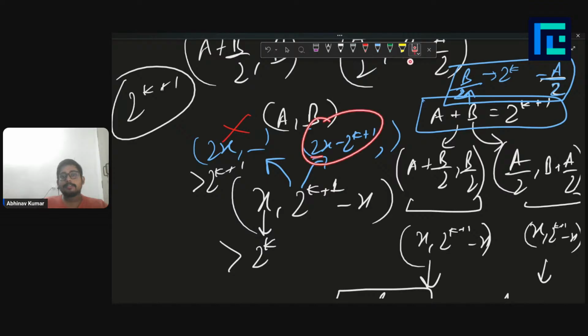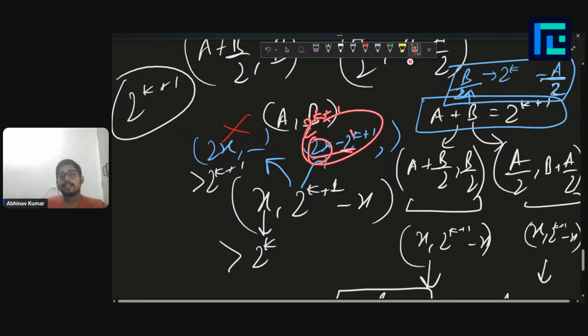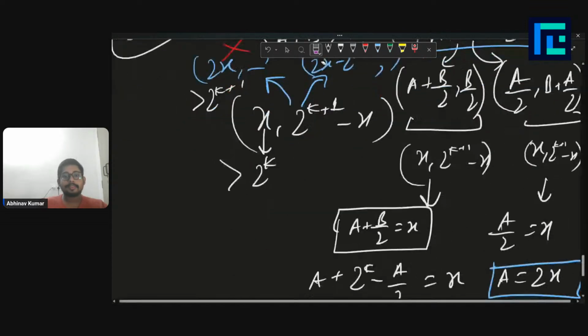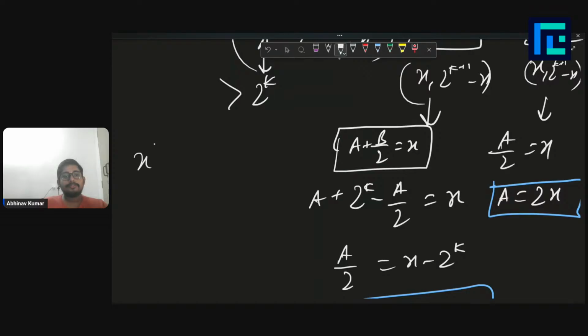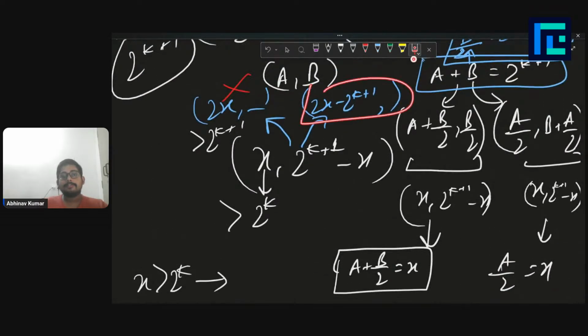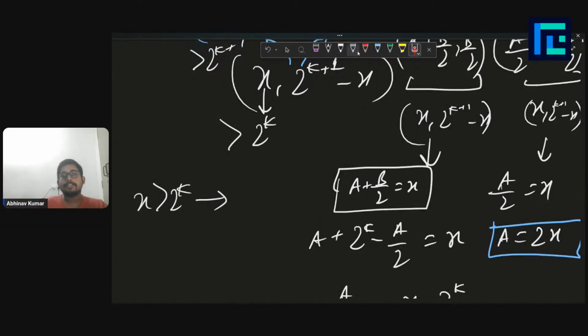And if you look at 2x minus 2 to the power k plus 1, then 2x would exceed 2 to the power k plus 1, and 2 to the power k plus 1 minus 2 to the power k plus 1 would give you a positive value. So what we can conclude is, for x greater than 2 to the power k plus 1, only one state is possible, which is 2x minus 2 to the power k plus 1. This state is not possible. We can come to this state only through 2x minus 2 to the power k plus 1.